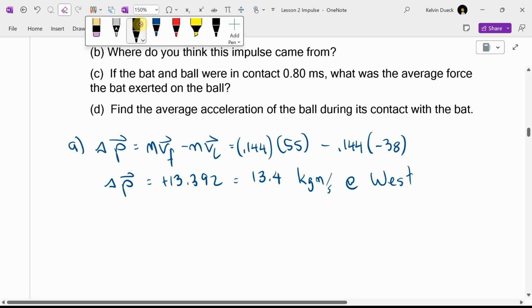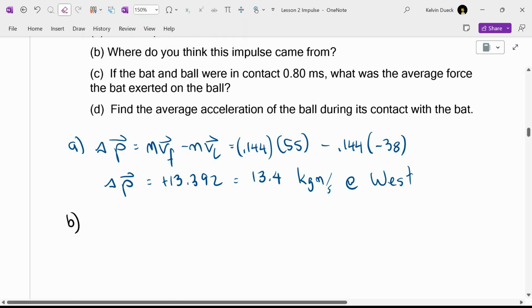B asks, all right, where did this impulse come from? Don't overcomplicate this. What gives a baseball its change in momentum? Three letters, starts with a B. Someone said it. Yeah. Okay.